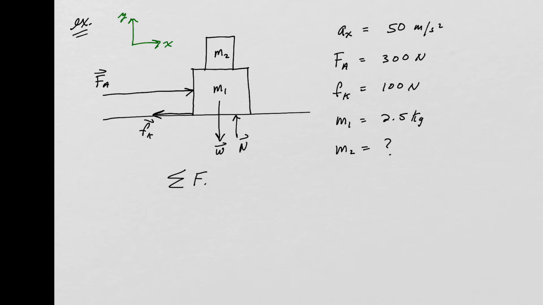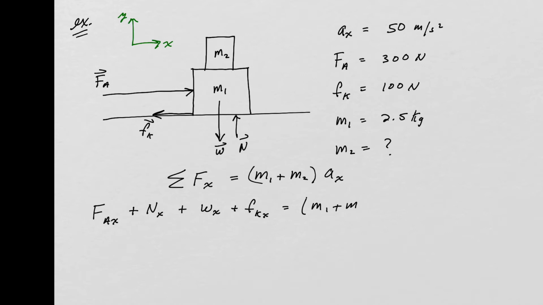in the x direction must equal m. It's really m, it's a total mass, right? M1 plus M2 times ax, because they're moving together. So if we write this out carefully, I want the x component of the applied force, the x component of the normal force, the x component of the weight, and the x component of the kinetic frictional force. That's got to equal (M1 plus M2) ax.